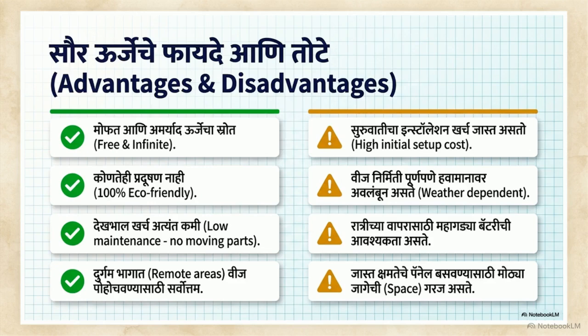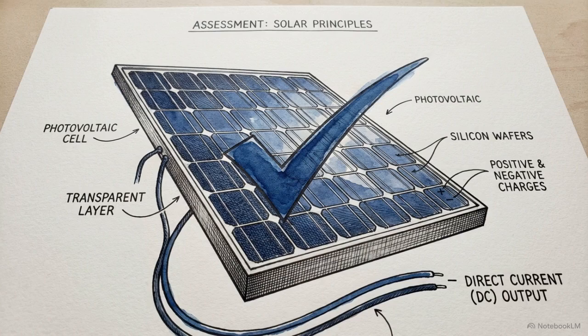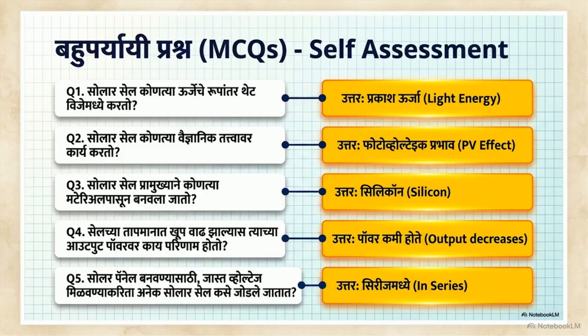Now that you've seen the internal physics and the external system, let's test your retention of these core principles. Review these self-assessment questions. Remember, a solar cell converts light directly into electricity using the photovoltaic effect. They are primarily made from silicon. Extreme heat lowers power output, and multiple cells must be wired in series for usable voltage.